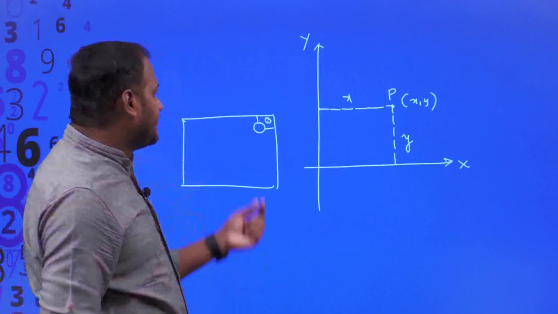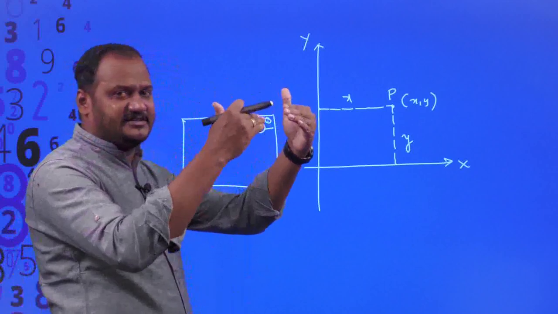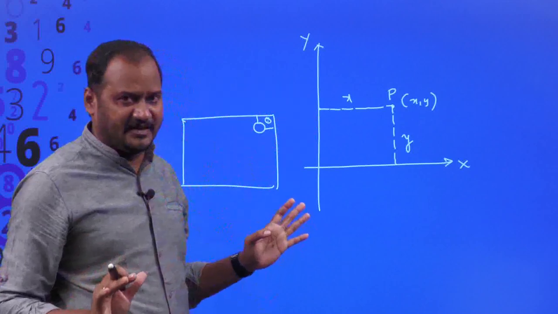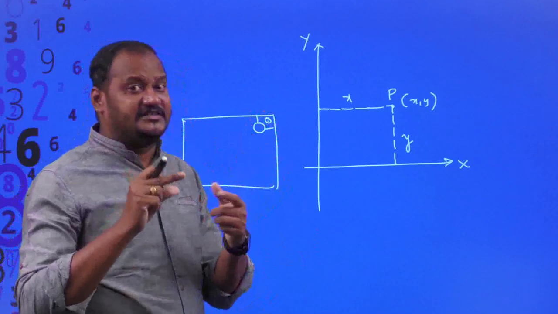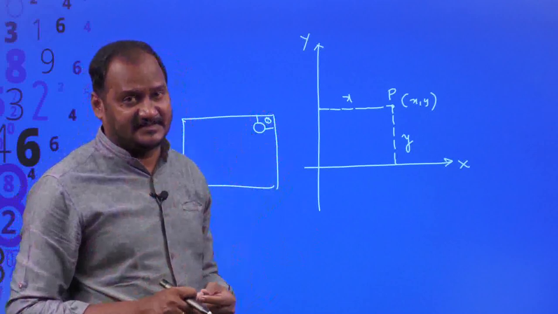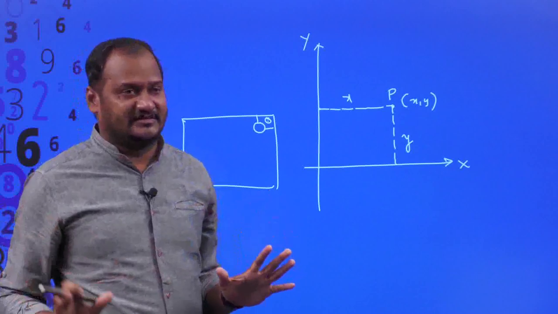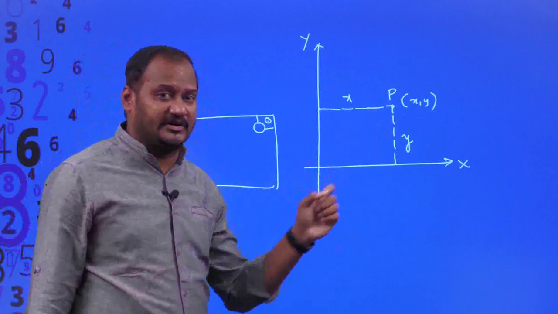So that is why, if you say how many units distance from the top edge, with reference to the top edge or with reference to the bottom edge, anything is okay, doesn't matter. But with reference to one of the edges, how many units distance the table lamp is placed at. Then we can exactly say that x comma y is the location of a point on the coordinate plane.